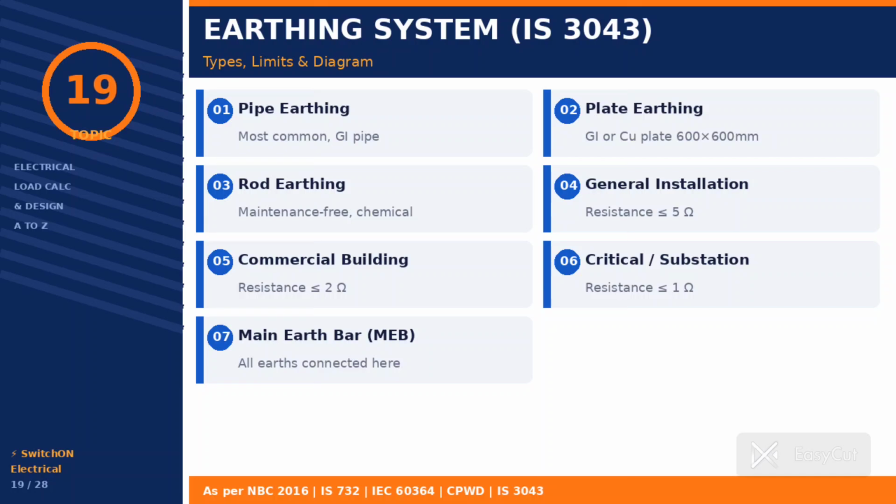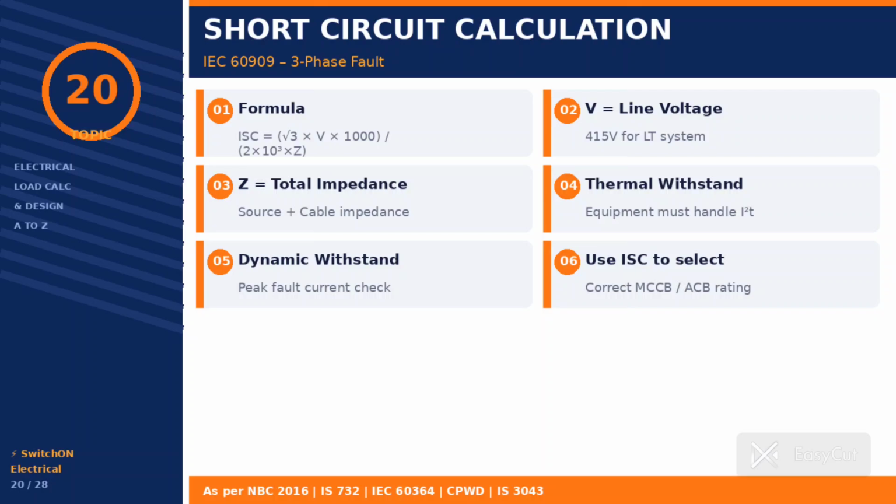Then the 20th topic is about short circuit calculation. Usually we load the circuit breaker or any breaker with a load current. So depending on the load, we will calculate the load current. We will size the breakers on that load. But usually we have to check for short circuit also. Short circuit means in very less time a huge surge will be there, a huge amount of voltage and a huge amount of current will be there. So this is short circuit.